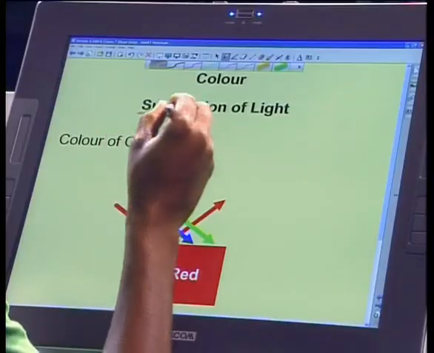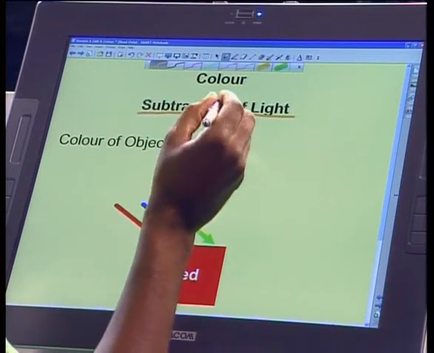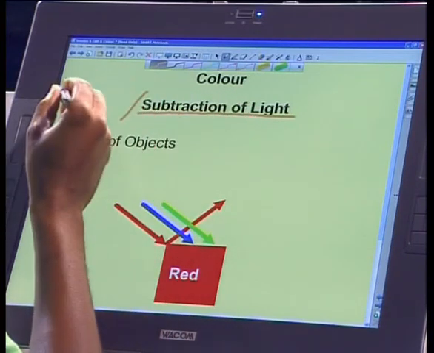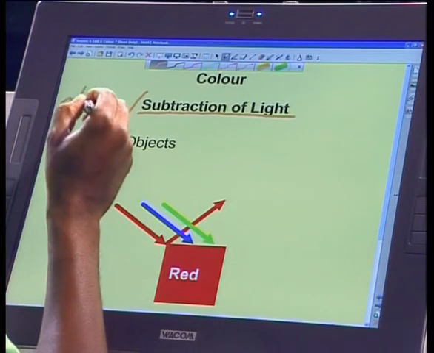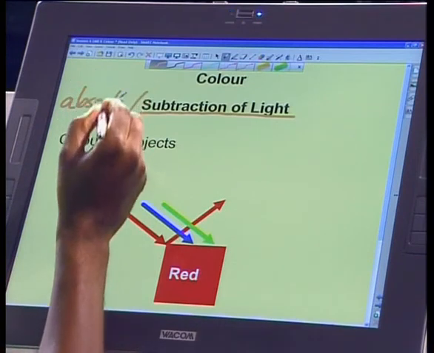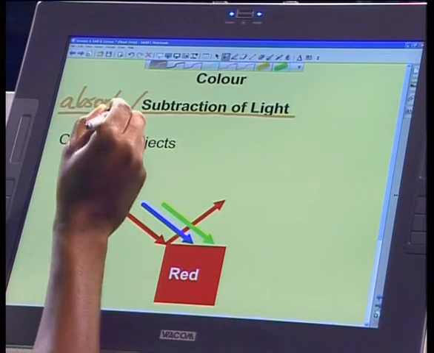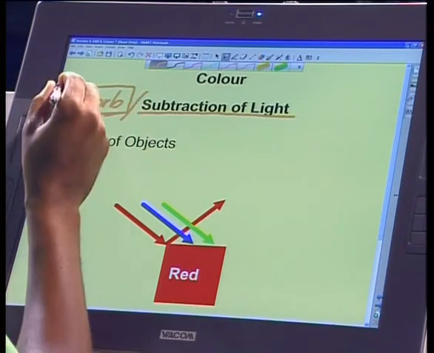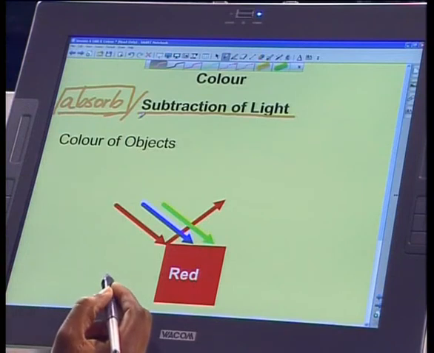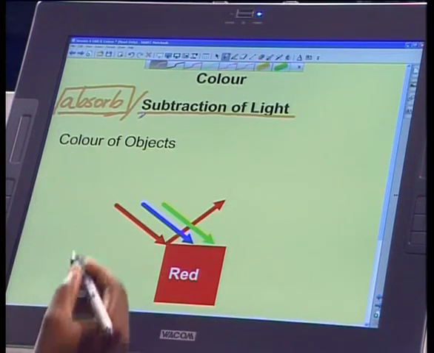Right. Now let's proceed. We're going to have a look now at more on color, of course, but then we're going to look mainly at the subtraction of the color of light. Let's have a look here. Talking about subtraction, removing, okay, color. And this subtraction is related to absorption of color, all right? So color is being absorbed.